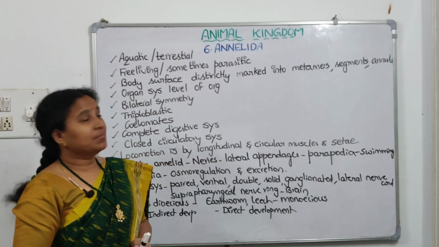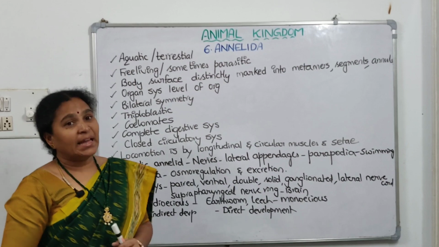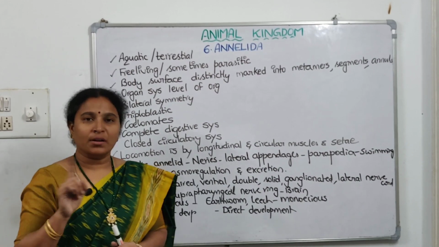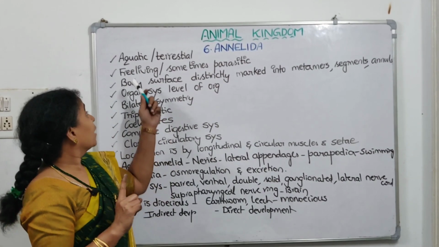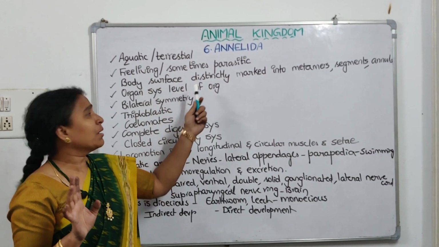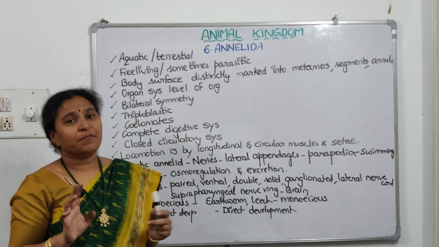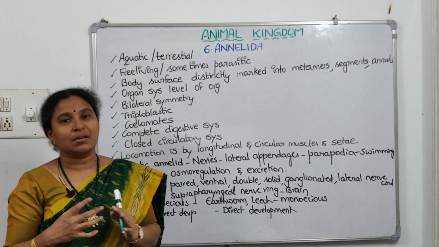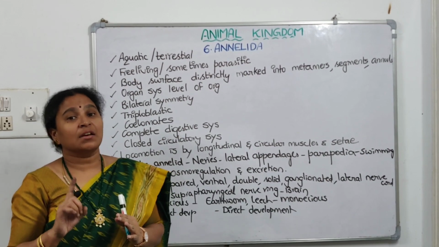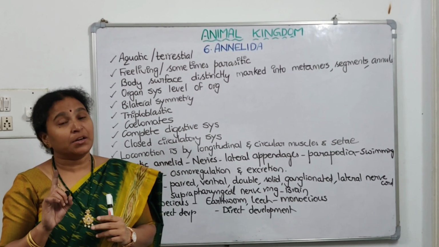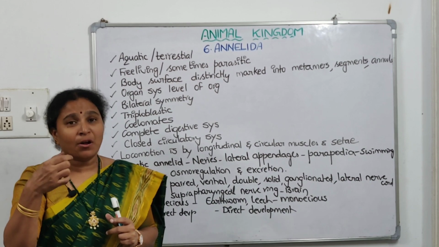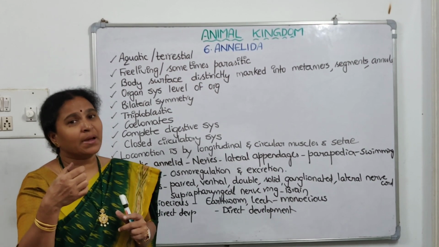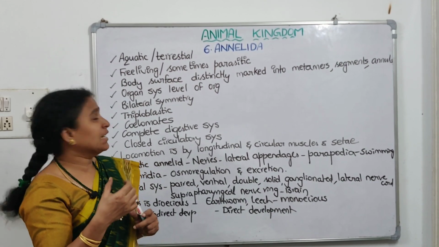The next phylum is Annelida. So Annelida, they can be aquatic or they can be terrestrial. They are free living or sometimes they are parasitic. The body surface is distinctively marked. It shows metamerism. Externally, internally, the body is divided into segments, which are like small rings, annules. So that is why the phylum is called Annelida.